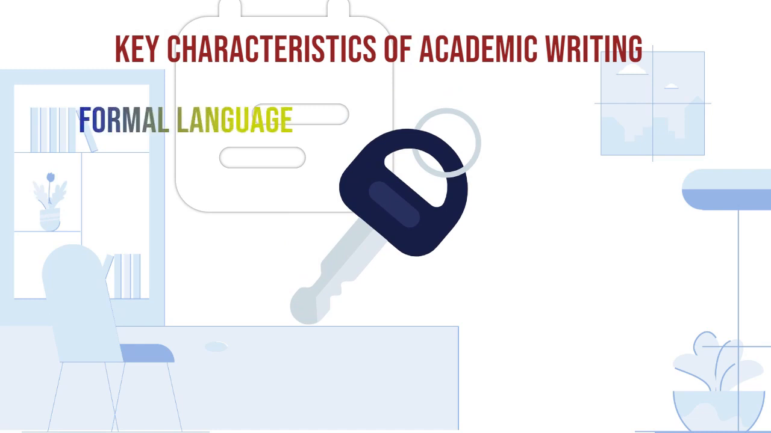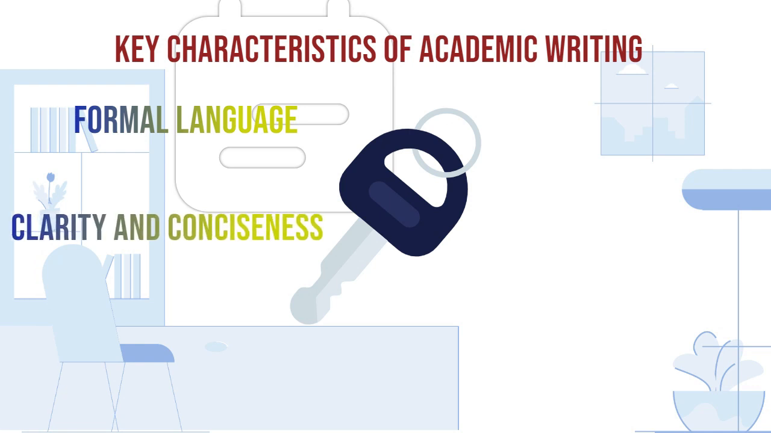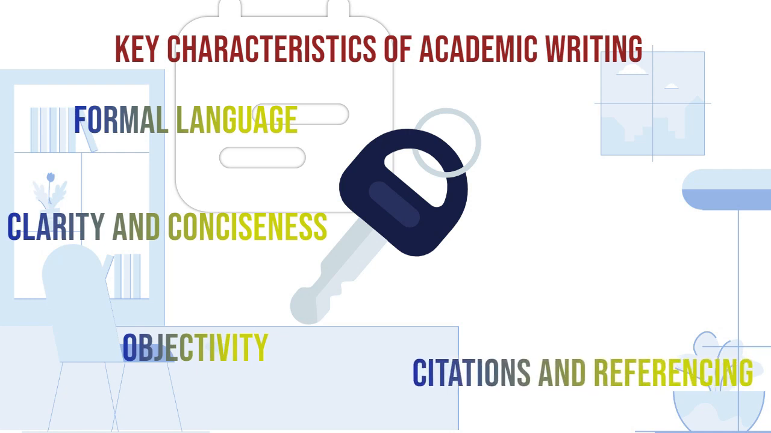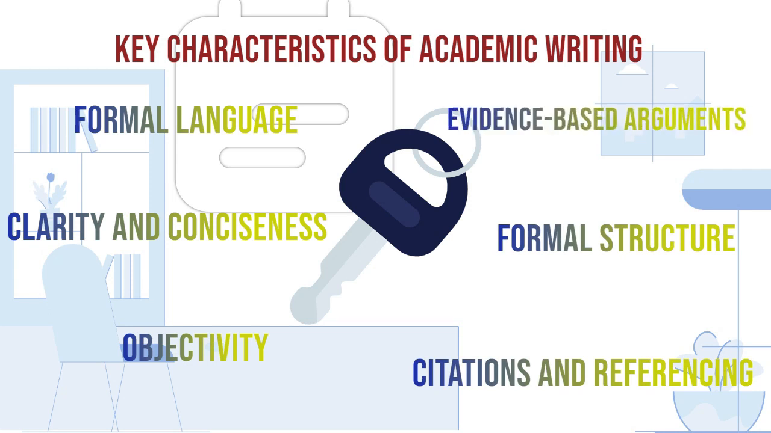Formal language: use of formal and precise language. Clarity and conciseness: clear and concise expression of ideas. Objectivity: maintaining an objective and impersonal tone. Citations and referencing: properly citing and referencing sources. Formal structure: following a specific structure in academic papers. Evidence-based arguments: relying on evidence and logical reasoning.